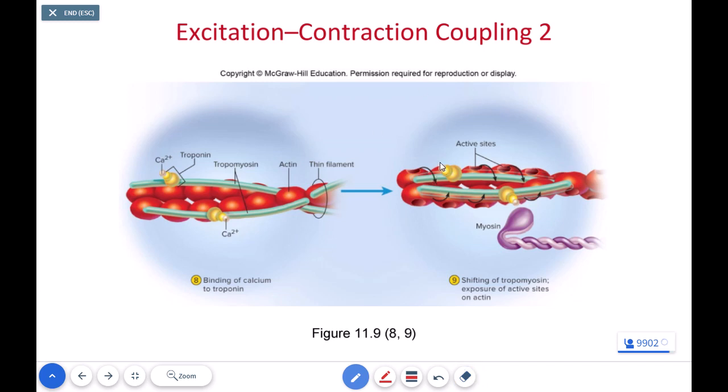So the calcium will leave troponin. As calcium leaves troponin, tropomyosin goes back to its resting state and will block the active site. And then the myosin head can no longer interact with the active site of the actin because tropomyosin has reblocked that active site. And that's excitation, contraction, coupling, the whole process from start to finish.